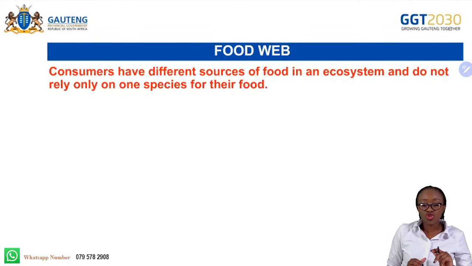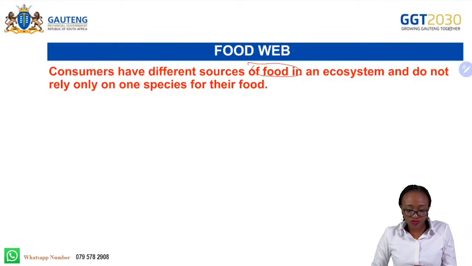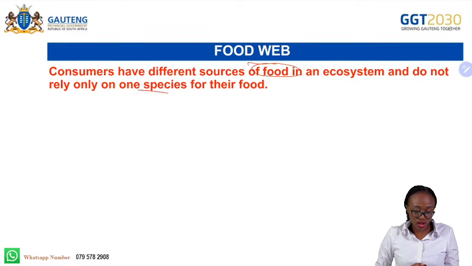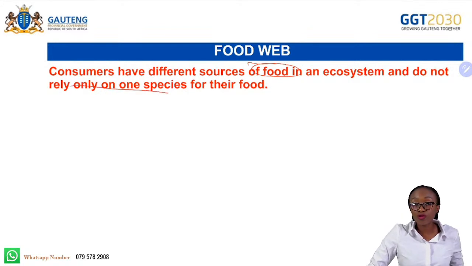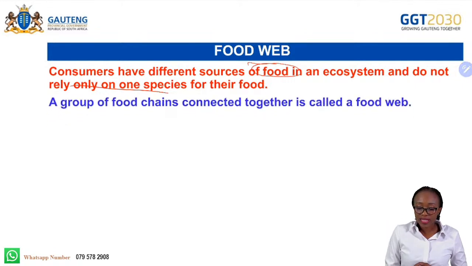So consumers have different sources of food in an ecosystem and do not rely on one species for their food. We know this from when we learned how an environment influences the availability of certain populations in that particular area. Availability of different sources of food, and not relying on one food, guarantees survival for that animal.